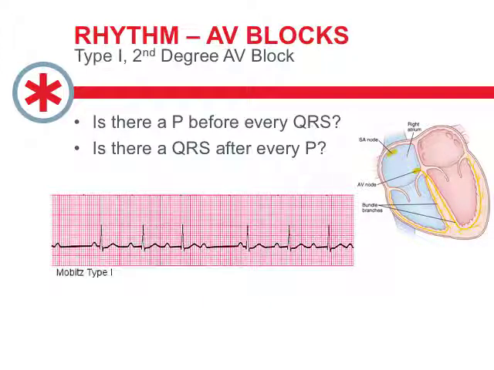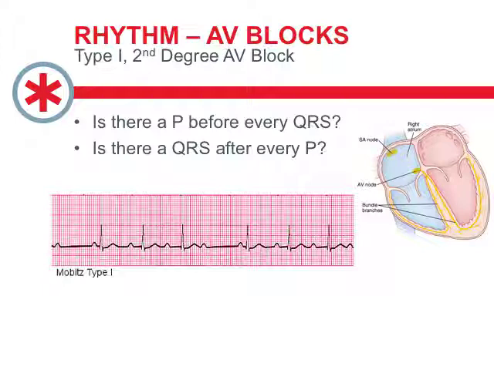So this is a type 1 second degree AV block. If you look at the very first QRS complex you see on this strip, there's a P wave, a QRS, and a T wave. On the second one, P wave, QRS, T wave. The third one, P, QRS, T. Then there's a P wave and then nothing. Drops a beat. So in this case, what you're seeing is that the PR interval is getting longer, and then a beat is being dropped.